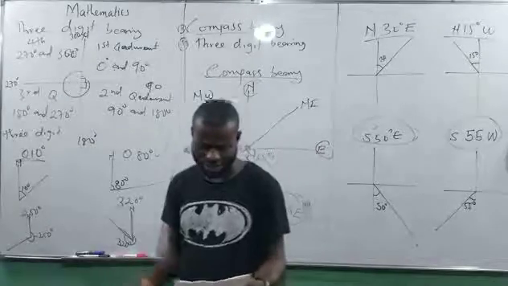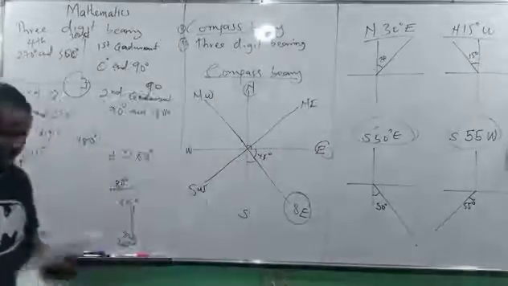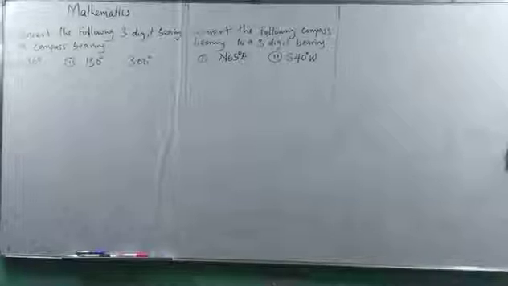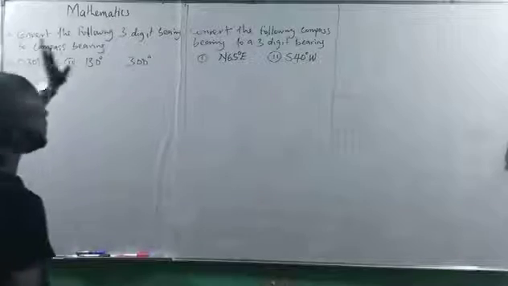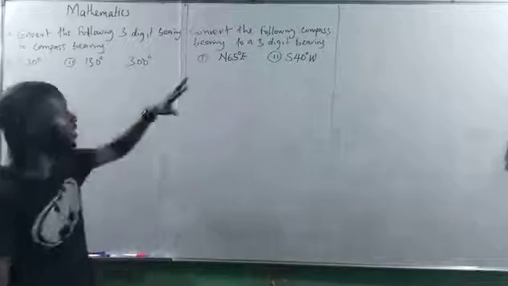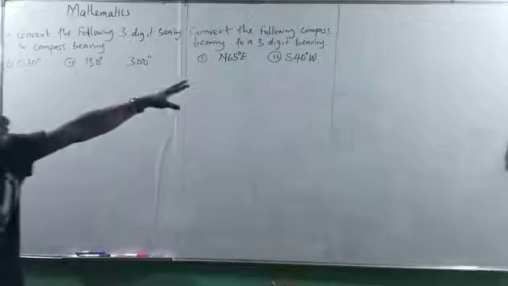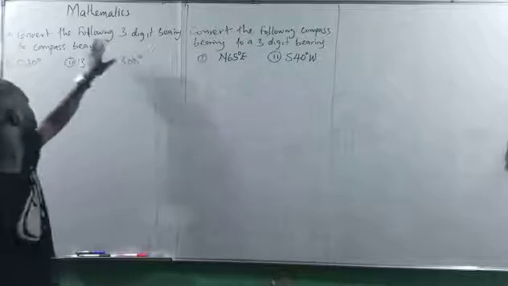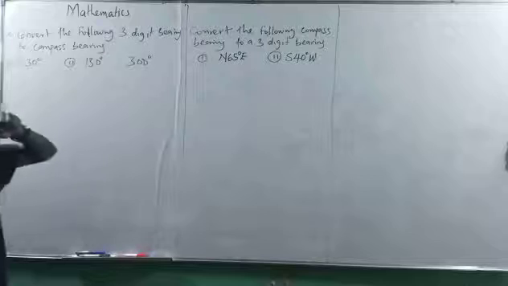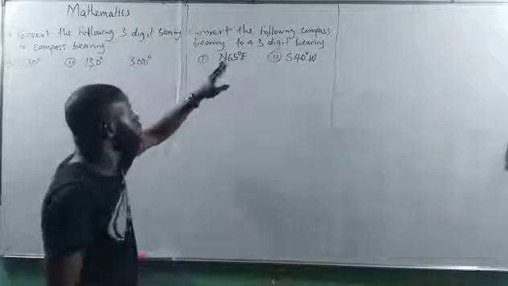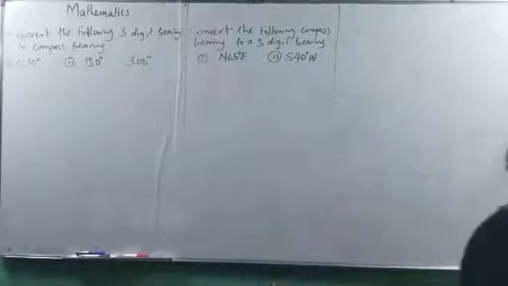Now, let me quickly explain the conversion part. Permit me to rub this thing. Okay, look at these 2 problems. These are problems that can be given to you. The first one and the second one. The question says convert the following 3-digit bearing to compass bearing. And the second one is convert the following compass bearing to 3-digit bearing. Please let me put on the light back.